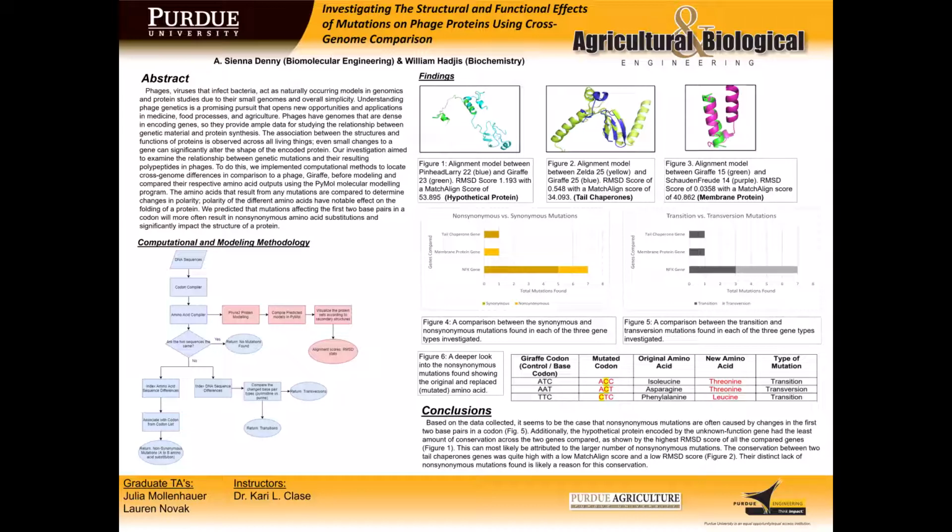The amino acids that result from any mutations are compared to determine changes in polarity. Polarity of the different amino acids has a notable effect on the folding of a protein. We predicted that mutations affecting the first two base pairs in a codon will more often result in non-synonymous amino acid substitutions and significantly impact the structure of a protein, particularly in no known function proteins.